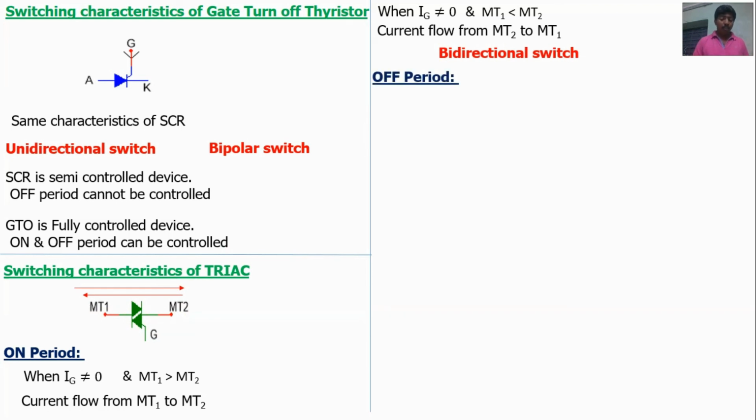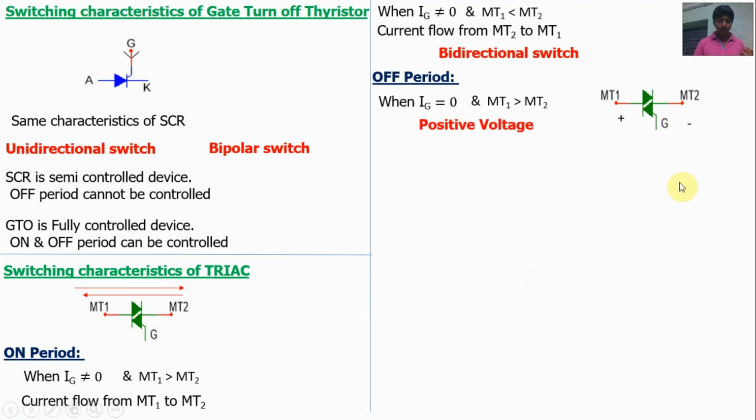Off grid, IG should be 0. When MT1 greater than MT2, the voltage across the device will be positive voltage. Second case, where Ig is equal to 0 and MT2 greater than MT1, in this case the MT2 voltage will be higher than MT1, so the voltage will be negative voltage. MT2 voltage will be higher, MT1 voltage will be lesser, so it's a negative voltage. So both voltages are possible during the off period, so it's a bipolar device.